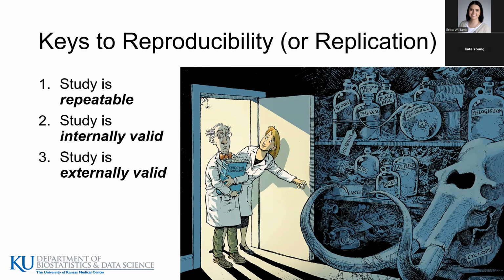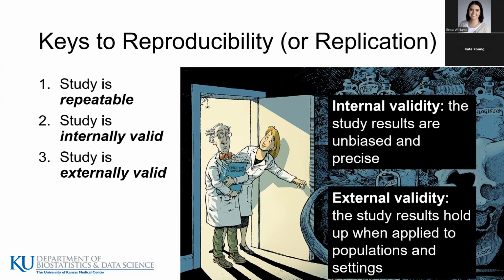One thing we're going to look at today is whether a study is internally valid and whether it's externally valid. Internally valid means that the study results are unbiased and precise. And externally valid means the results generalize to other populations and settings.